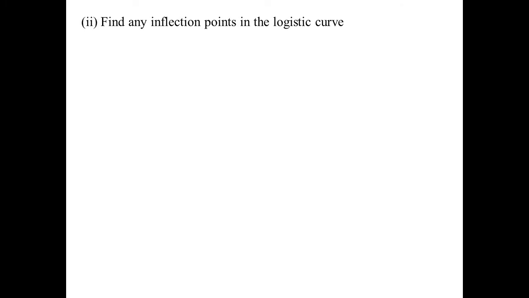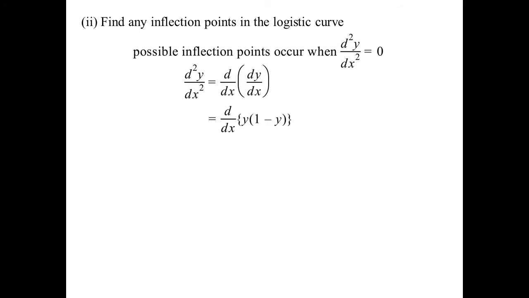Find any inflection points in the logistic curve. All right, well, what do we know? We know they're going to possibly happen when the second derivative is equal to 0. Well, the second derivative is the derivative of the first derivative. The first derivative was the original equation that we were given, y times 1 minus y. So I'm just differentiating that to find the second derivative. Oh, hang on, with respect to x, I've got to use implicit differentiation now. So I can differentiate that with respect to y, and then I'll multiply that by dy/dx.